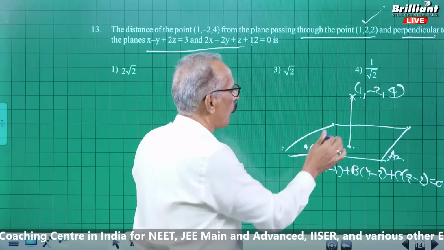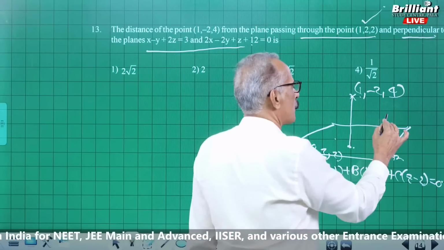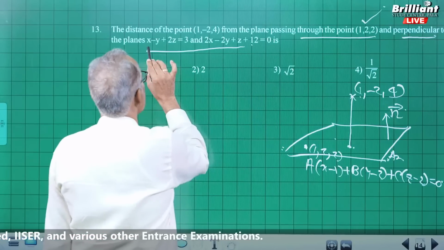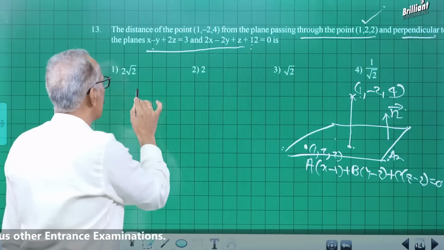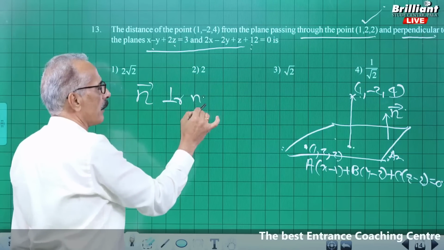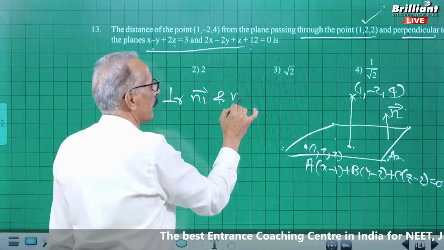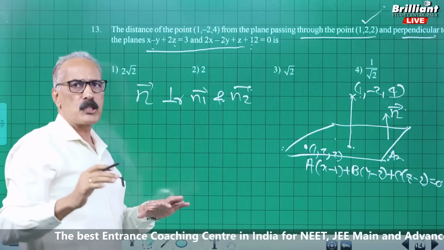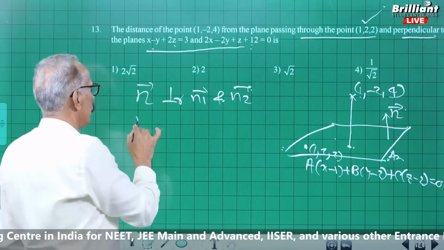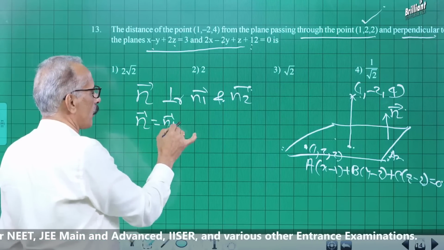Now, what is this? There is a normal to this plane, which I call n. Our plane is perpendicular to two given planes. So your n will be perpendicular to the normal of the first plane n1 and the normal of the second plane n2. What's the vector which is perpendicular to two given vectors? Their cross product. So n = n1 cross n2.